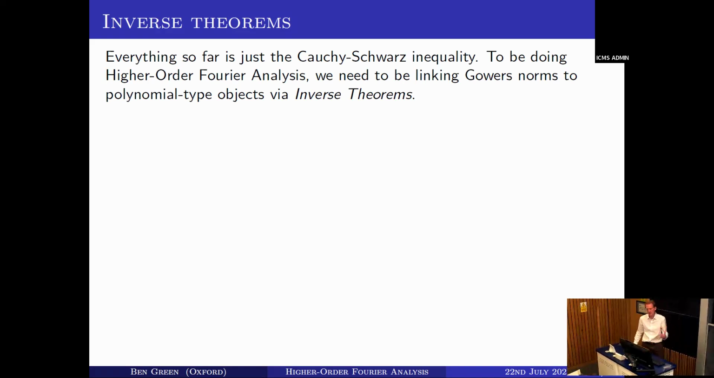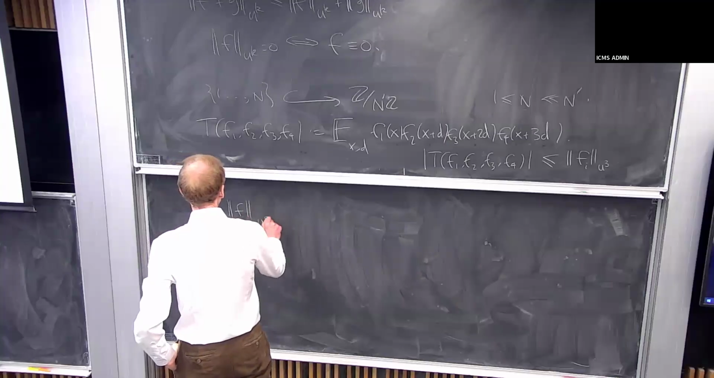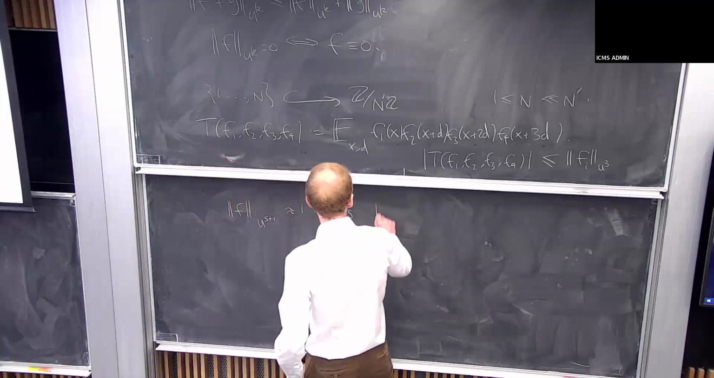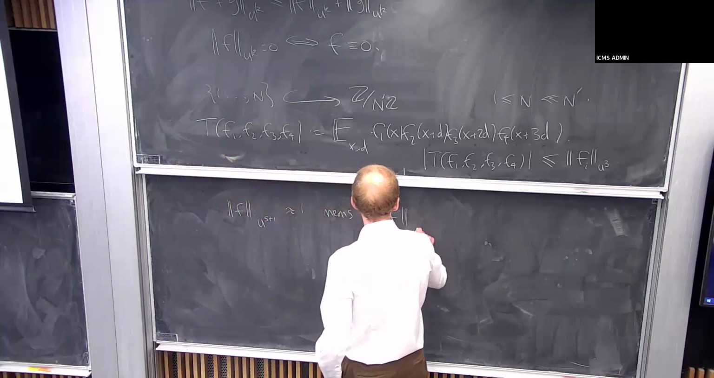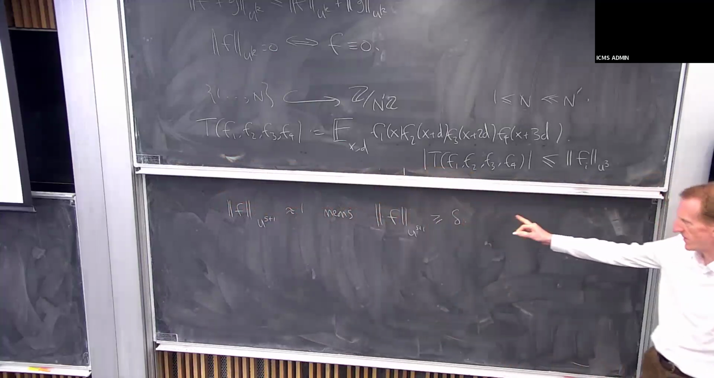And that happens where you link these Gowers norms to actual polynomials or similar things via what we call inverse theorems. An inverse theorem is a result of this type. So if the Gowers norm of some function is on the order of 1, I've been a bit lazy with my notation here, this means the same thing as: suppose the Gowers norm is at least some delta, where I think of delta as a fixed number.